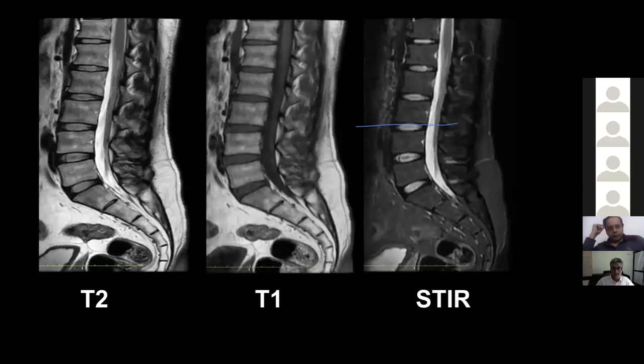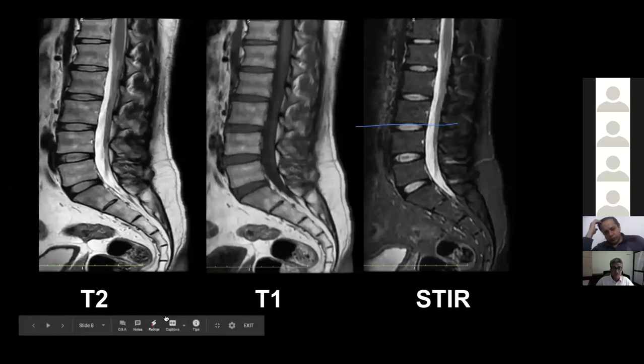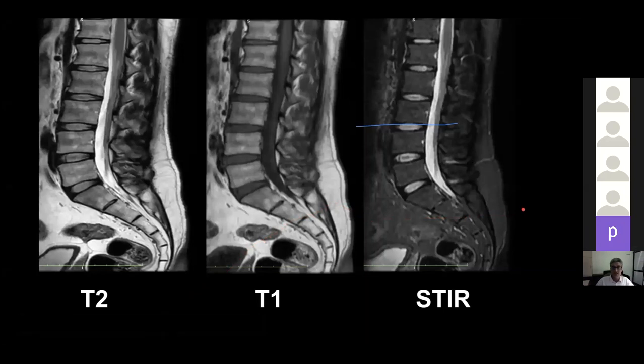Now this is a STIR sequence. This is a unique sequence that is like a T2 weighted image. It is equivalent to a T2 weighted image, that CSF is white, but all the fat is suppressed in this. So basically it is a T2 weighted image in which fat is suppressed. This makes it a very unique sequence in picking up any small edema or inflammatory disease.